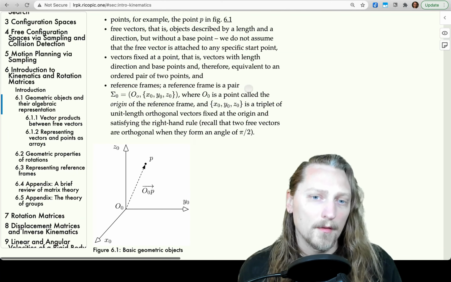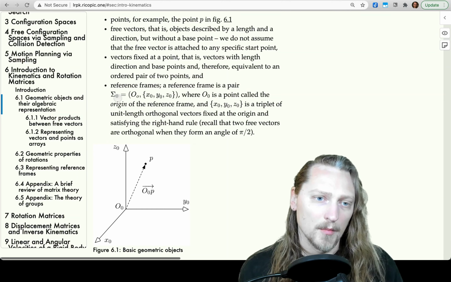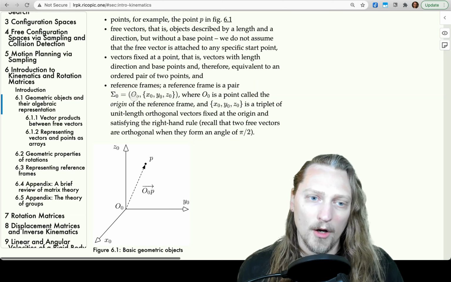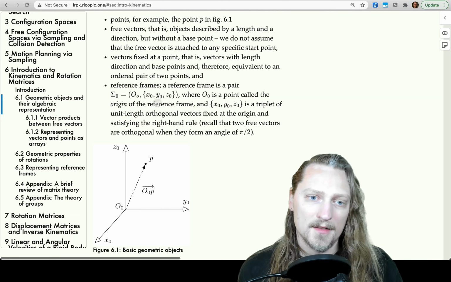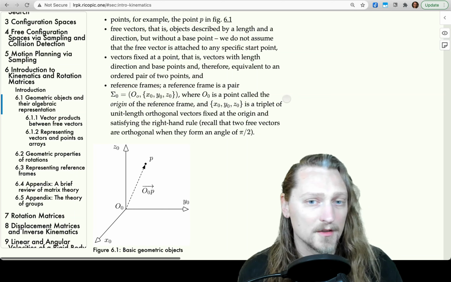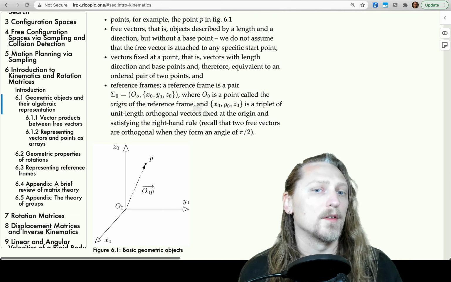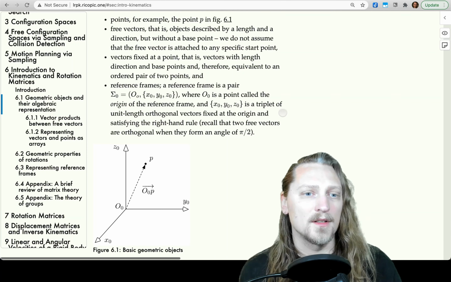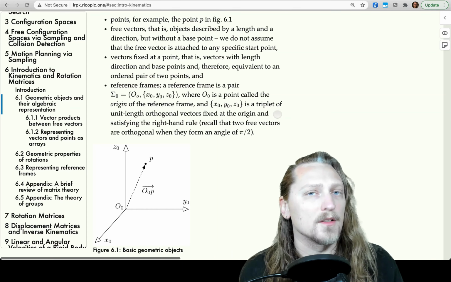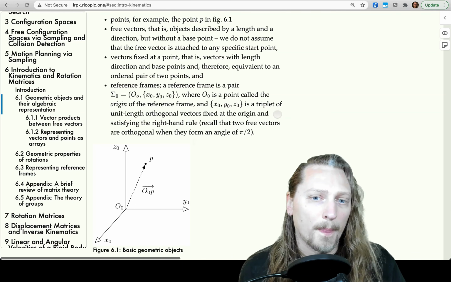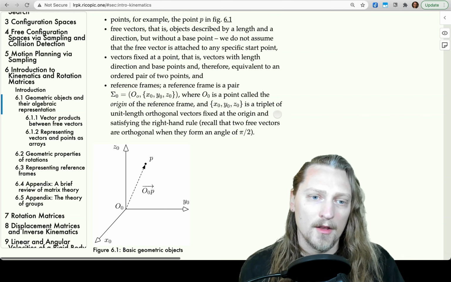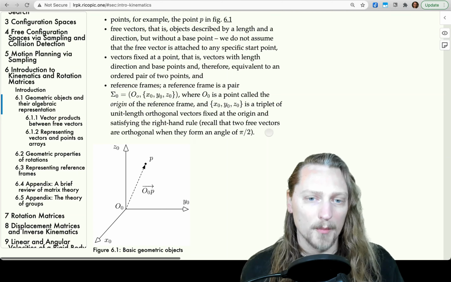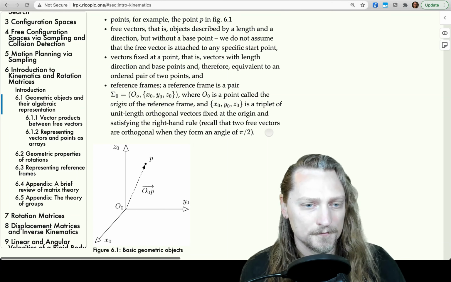Reference frames. A reference frame is a pair, sigma, say 0, being the name of that reference frame, which has O0 and a set of x0, y0, and z0, where O0 is a point called the origin of the reference frame, and the set x0, y0, z0 is a triplet of unit length orthogonal vectors, or unit vectors that are orthogonal, at the origin and satisfying the right-hand rule. Recall that two free vectors are orthogonal when they form an angle of pi over 2.